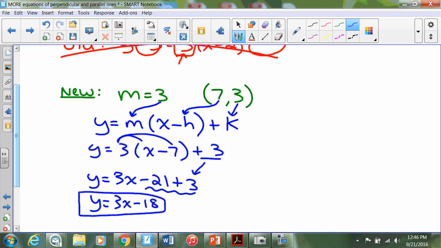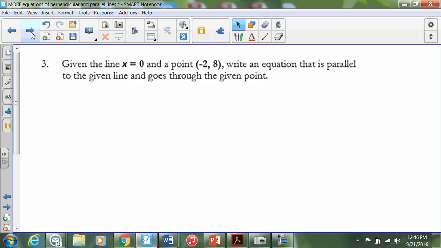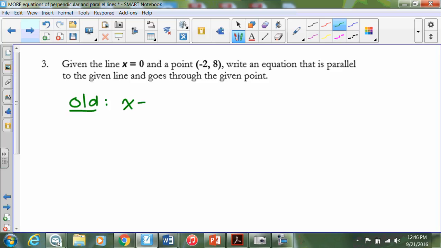If this doesn't make sense, you feel free to pause it, kind of think about it, rewind it, pull it back, hear it again. But you will see one just like this on the test. Of course, different numbers, because we want to get you prepared, but we don't want to cheat. That wouldn't work. So this number 3 is a little bit different, and you'll see something like this on the test as well. Given the line x equals 0, okay, that's our old line. So we're going to write old line. Our old equation is x equals 0.